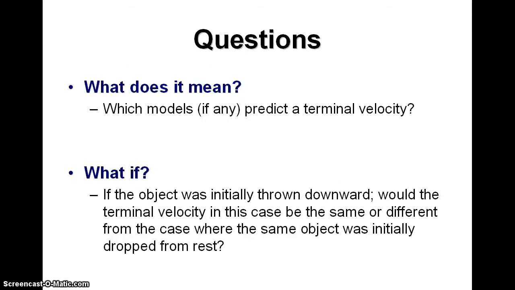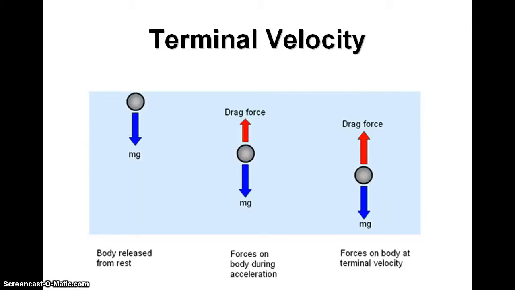We will now answer the first key question: which models, if any, predict a terminal velocity? In our model with drag, we observed that as the velocity increased, the drag force increased. This points to the fact that, given sufficient time, the drag force will eventually be equal to the weight force, therefore canceling it out, and our system will reach terminal velocity. This is not the case, however, in our model without drag. Therefore, that model does not predict terminal velocity.